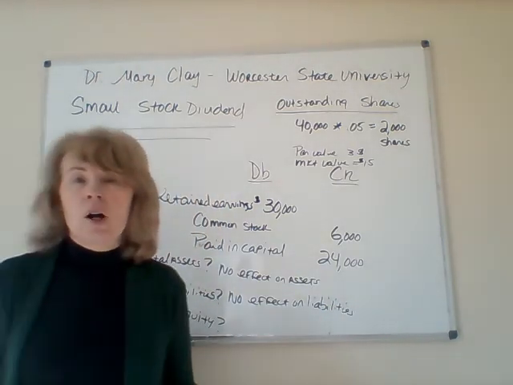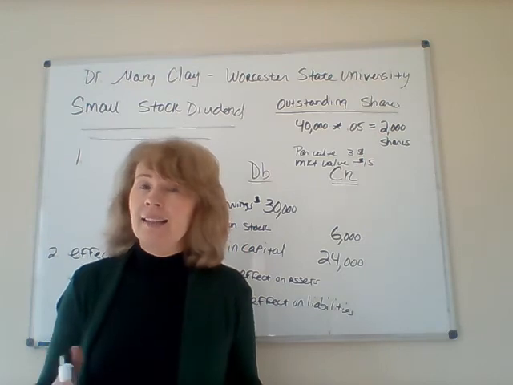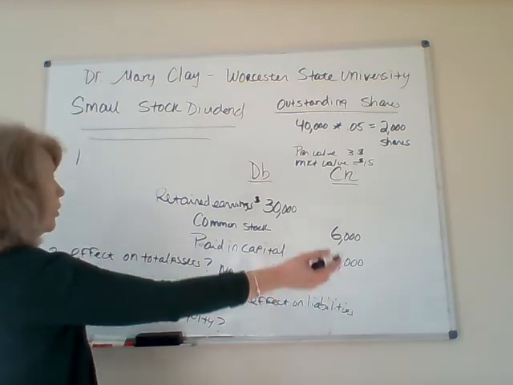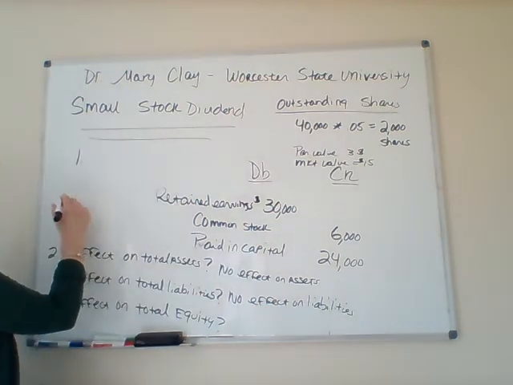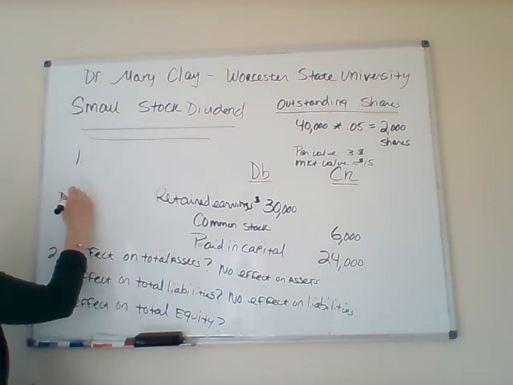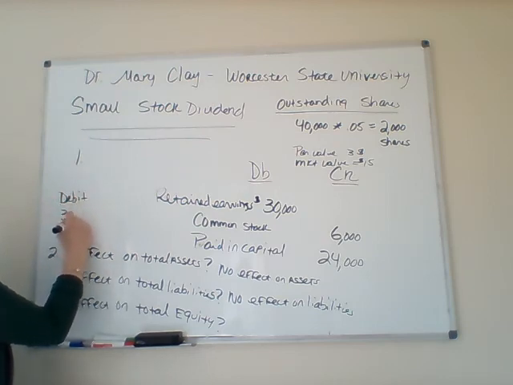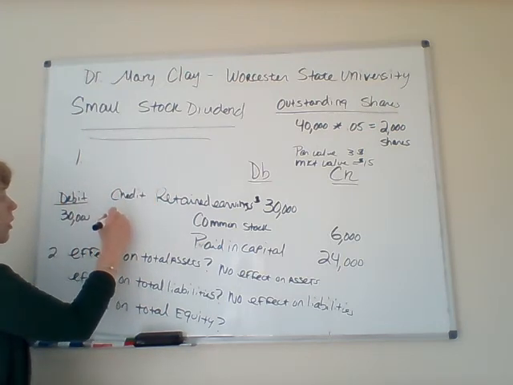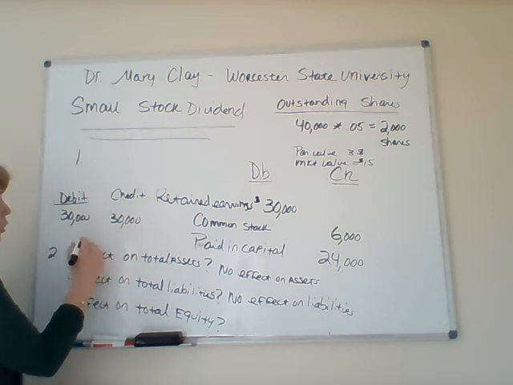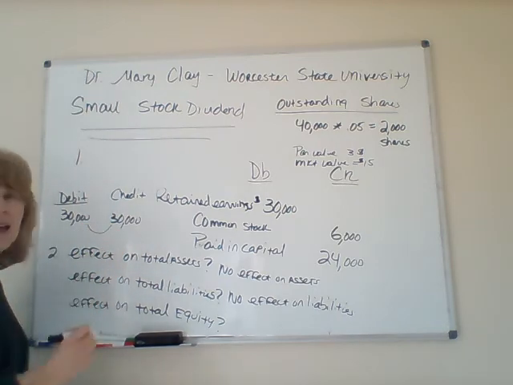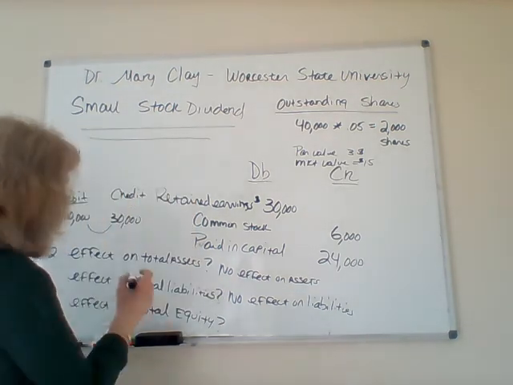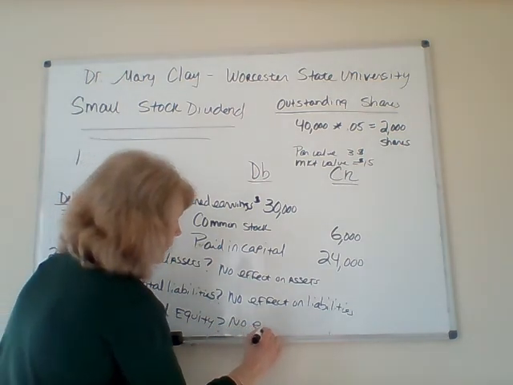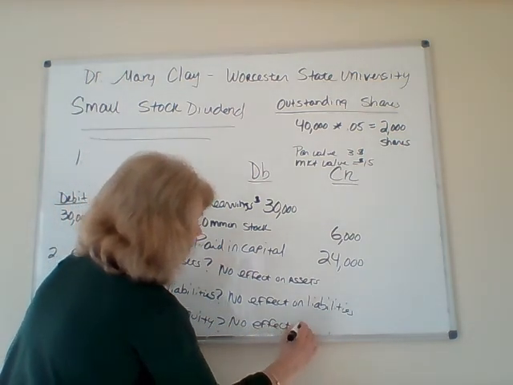All right, here's the question though. What's the effect on stockholders' equity? Well, you've got to understand a journal entry, right? So if I totaled up my debit, that would be $30,000, right? If I totaled up my credit, that would also be $30,000. So the overall effect of these two, they cancel each other out, it's 0. Okay, so your answer is no effect on equity.